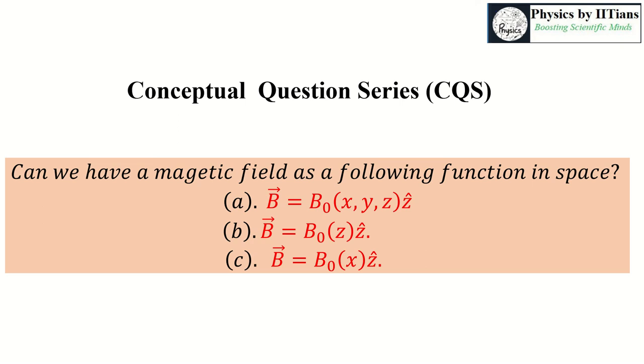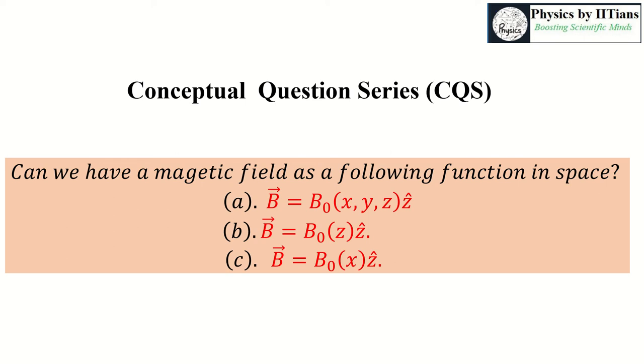In this video, we will discuss how a particular function given to you can be checked whether it represents a valid magnetic field or not. In this case, we have been given 4 different questions. All these functions are actually directed along the z direction, and in the first part, it is a function of x, y and z. In the B part, it is a function of z only, and in the C part, the given function is a function of x only.